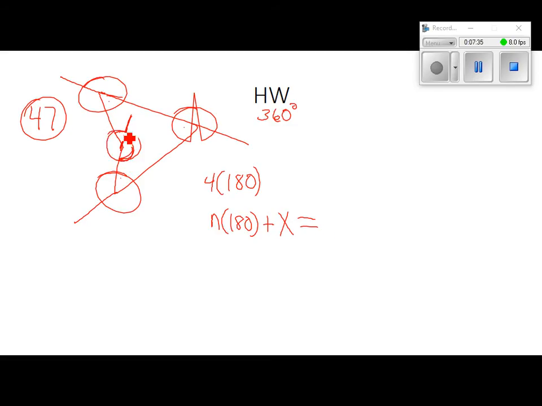That's another 180, right? So now we got 180, 180, 180, 180, 180. How many 180s do we have now? 5. What's 5 times 180? 900. Could we do that? Would that work?